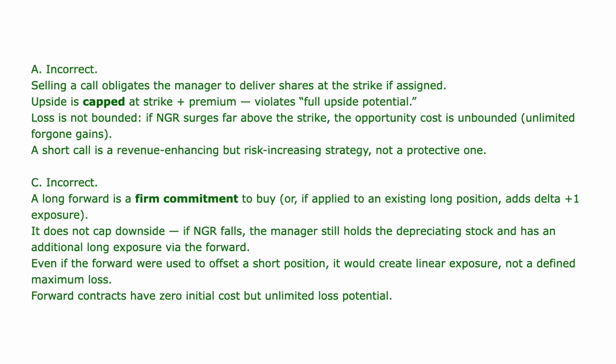Neither a short call nor a long forward provides the protective cap-downside structure. A short call caps upside and leaves unlimited opportunity cost if the stock surges, so it violates the goal of retaining full upside. A long forward adds extra long exposure, delta +1, leaving unlimited downside risk instead of defining a maximum loss. Only a protective put, long stock plus long put, achieves capped downside with full upside. Short calls and long forwards fail this objective.